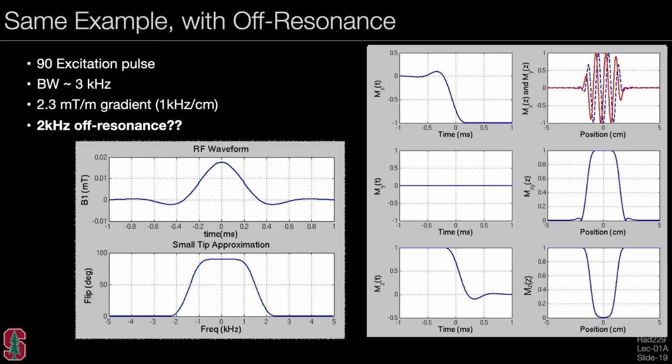Okay, so now we can apply the same example very, very easily once we've written that code, and now we can apply this with 2 kilohertz of off resonance. So the first thing is to think about, well, what should happen if we apply 2 kilohertz of off resonance? The easy thing is to look at the fact that our gradient is giving us 1 kilohertz per centimeter.